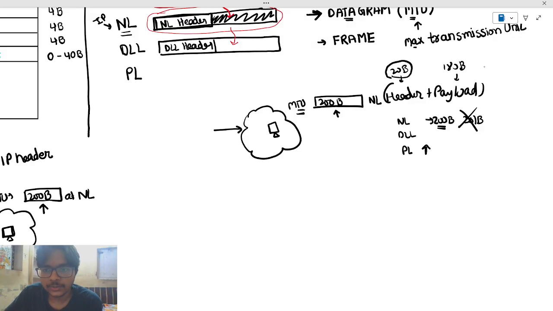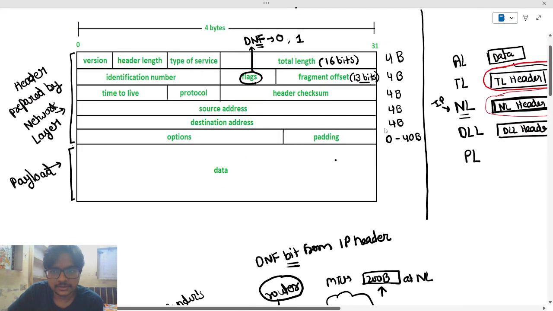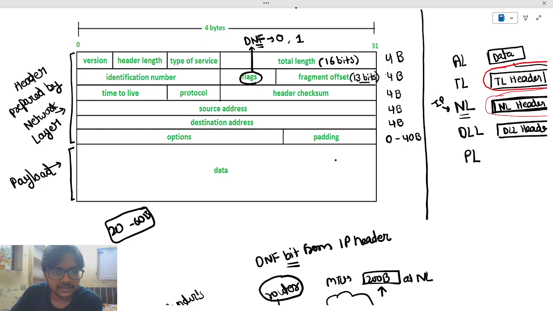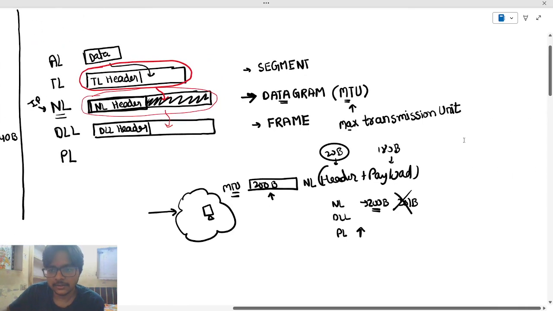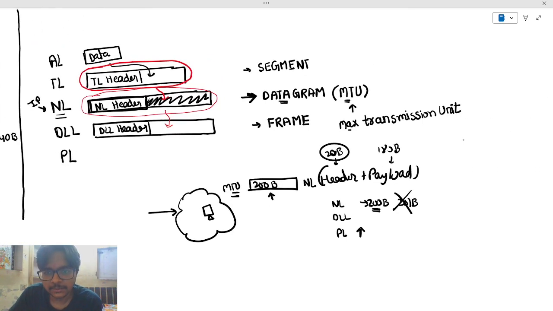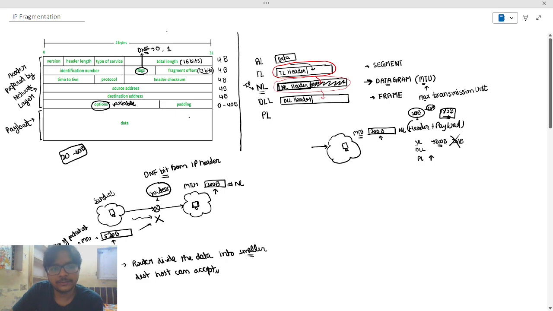The header can also be different. As you can see here, the header can be 20 to 60 bytes, because in the header there is a field called options and it is variable. Anyways, that is a different thing, but just keep in mind that 20 bytes is the minimum header size. It can also extend up to 60 bytes, but accordingly the payload size will also change. So that's it for the lecture. I hope you have understood how fragmentation works.